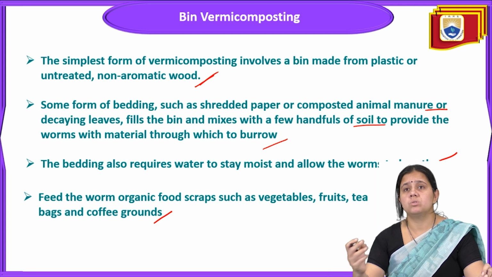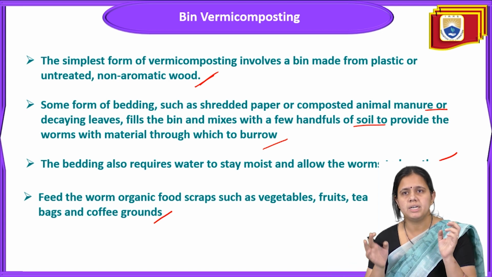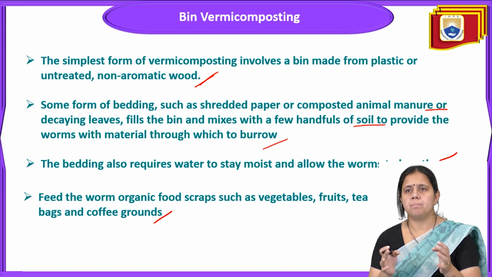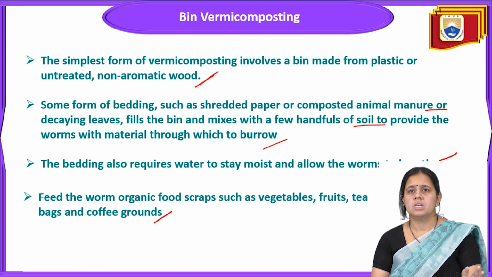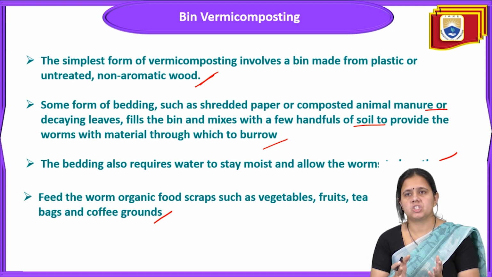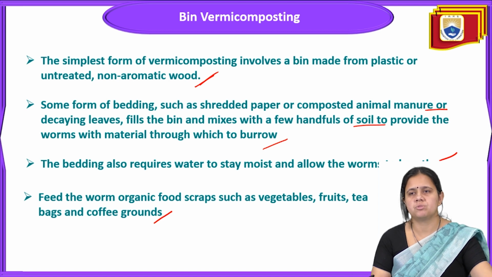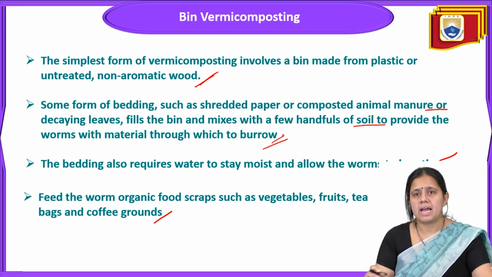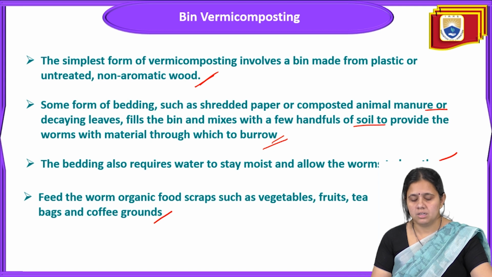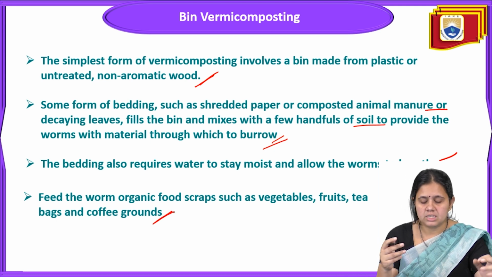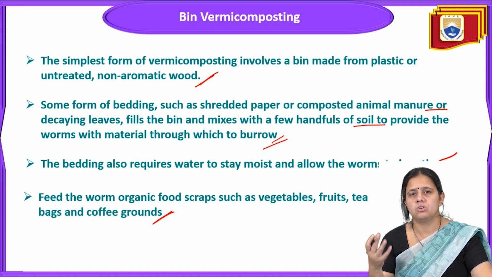So this is all about the bin type of vermicomposting. Basically, a bin made of plastic or untreated, non-aromatic wood is filled with bedding like shredded paper, composted animal manure, or decaying leaves, mixed with a few handfuls of soil for the worms to burrow through. It requires water to stay moist and allow the worms to breathe, and we feed the worms organic food scraps such as vegetables, fruit, tea, and coffee grounds.